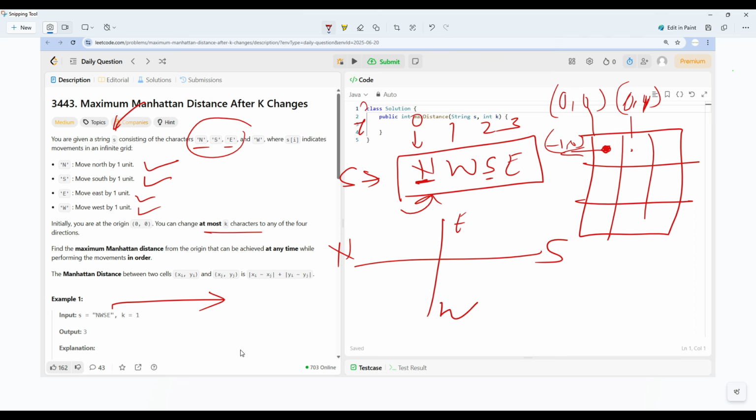I hope you understand the problem. You have to find the Manhattan distance. Each time you move from the current position, you find a distance d1. Then you move again and find the distance d2. Like that you have d1, d2, d3, so many distances, and whichever is the maximum, that you have to return as the answer. I hope you understand, right?